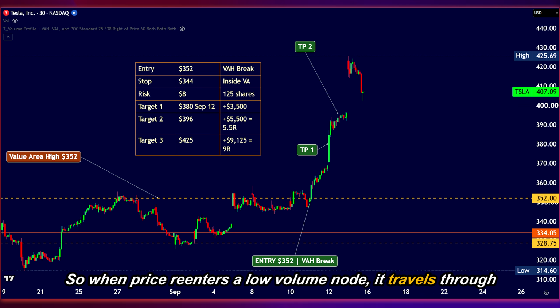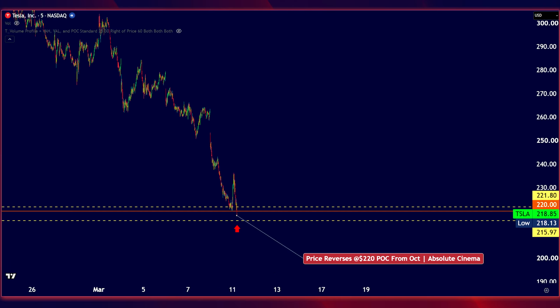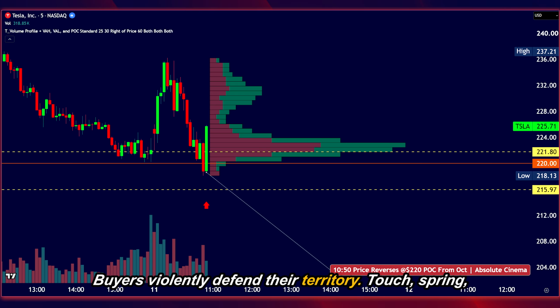March 11th, the 1045 bar, a quick spring, an undercut to 218.13, a stop run into the thin air below the high volume wall. Invisible on the daily, obvious here, and the 1050 bar, the reversal. One single 5-minute bar opens at 218.85 and closes at 225.71. Buyers violently defend their territory.